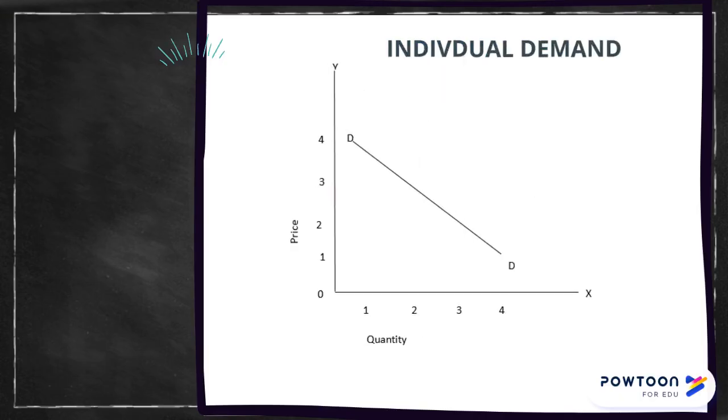Step 3. Label the graph with the figures in the table. Step 4. Join the line of price and quantity to get a straight line. This straight line is called the demand curve.